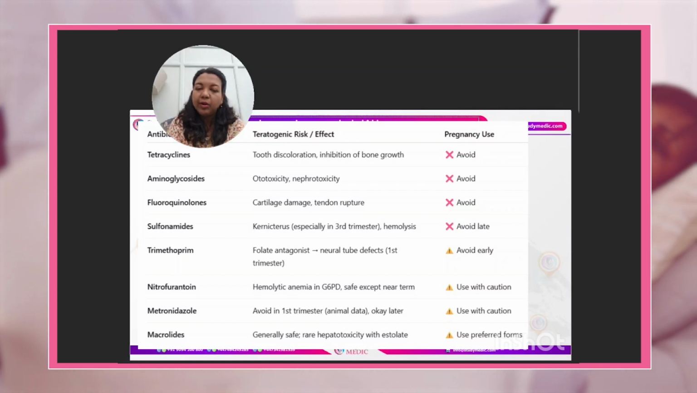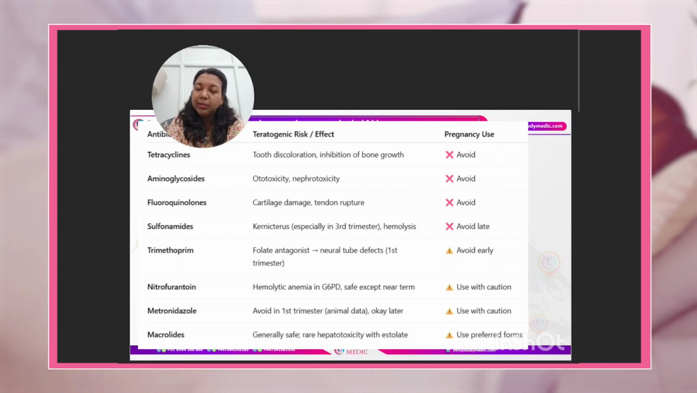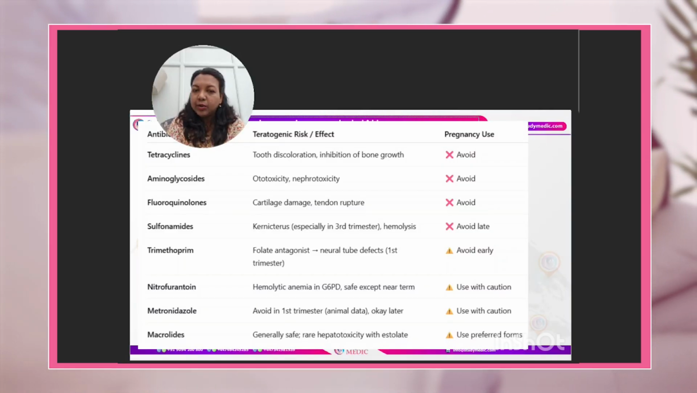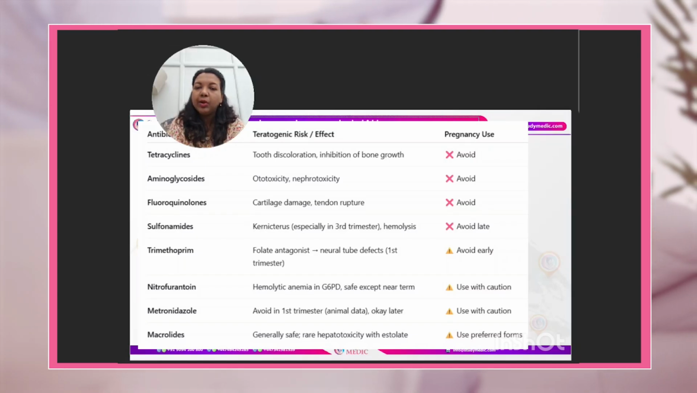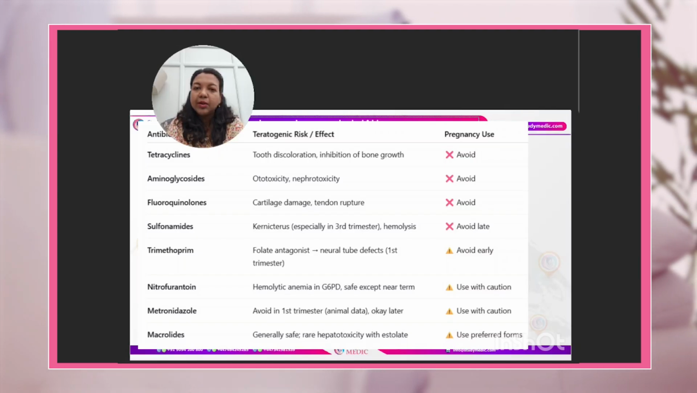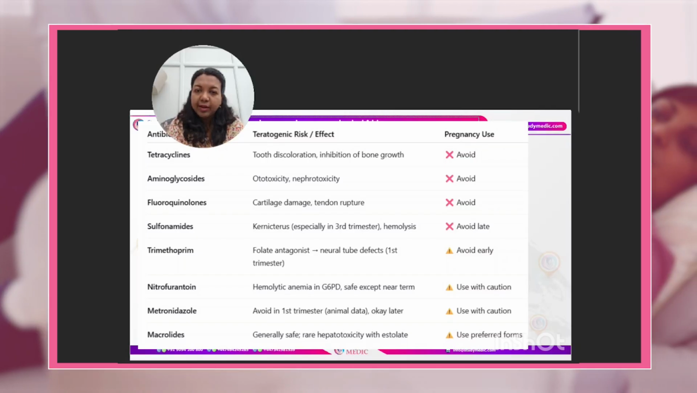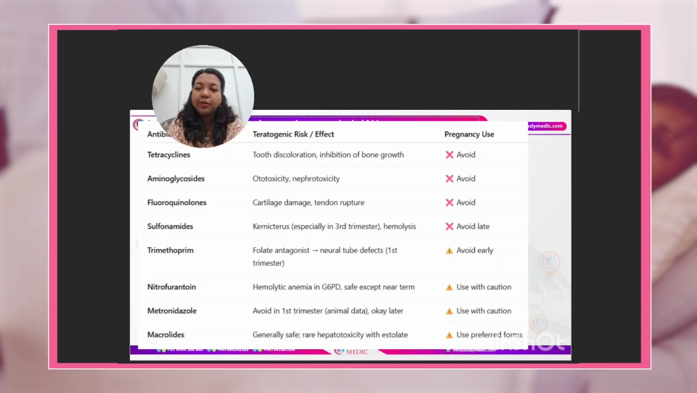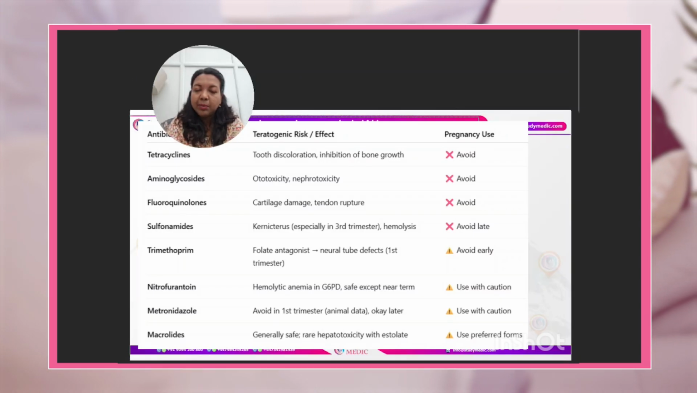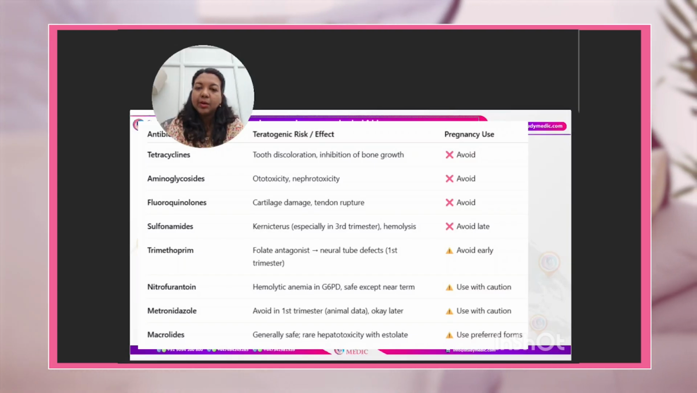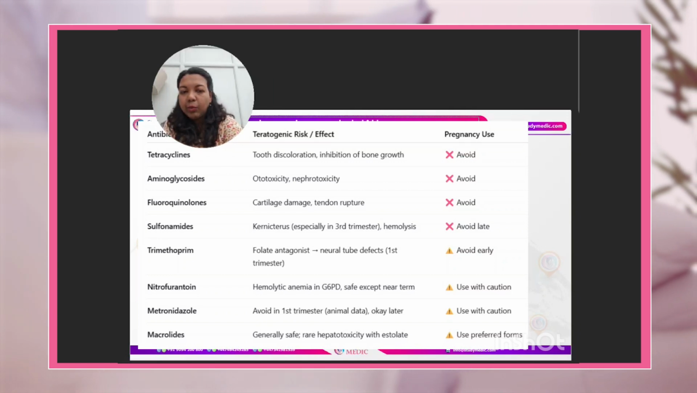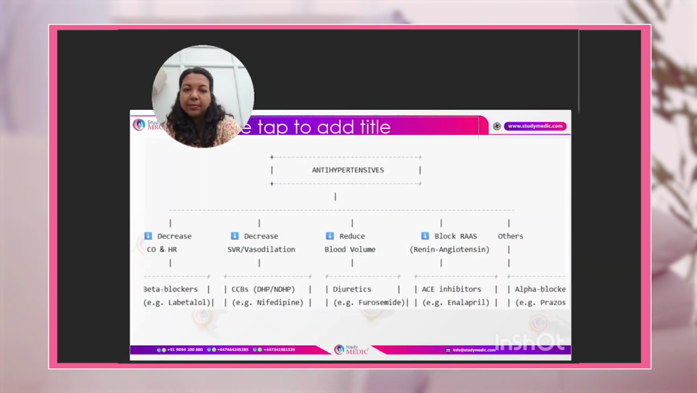Sulfonamides are to be avoided during the first and third trimesters. Trimethoprim is another antifolate antibiotic with a risk of neural tube defects, so it should be avoided during the early first trimester. Nitrofurantoin is to be avoided in the third trimester because of the risk of acute hemolytic disease of the newborn. Metronidazole, if possible, try to avoid in the first trimester, but it can be safely given during the second and third trimester. Macrolides can also be given safely, with caution, during pregnancy.